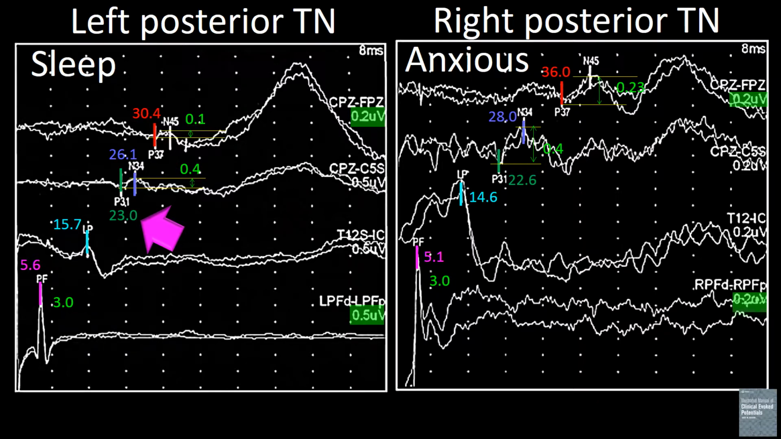Peak latency to P31 on the left while asleep was 23 milliseconds, and on the right while awake and anxious, it was 22.6 milliseconds. Again, not a significant difference, but a difference nevertheless. On the left, while asleep, the latency to N34 was 26.1 milliseconds. And on the right, while awake and anxious, the latency to N34 was 28 milliseconds. This is a significant, but again, not a pathological difference. But a point to be considered here is that the awake recording had a longer latency than the sleep recording.